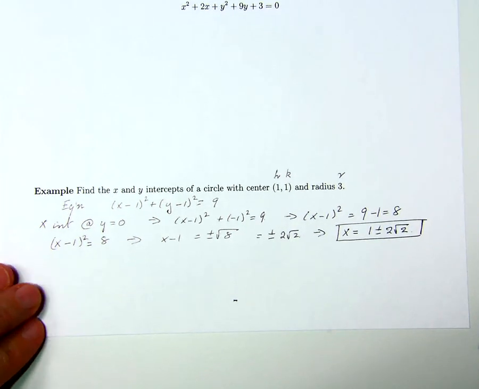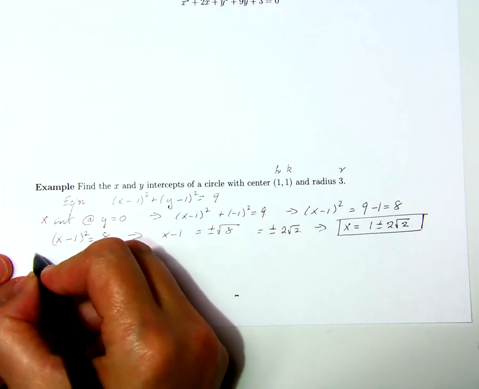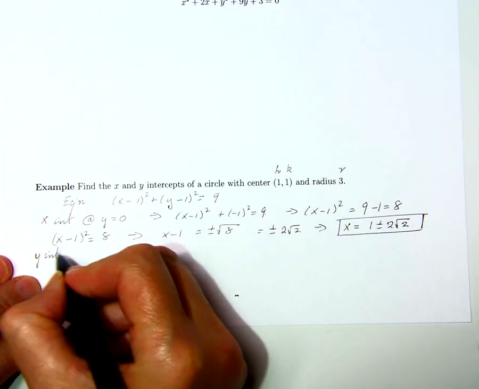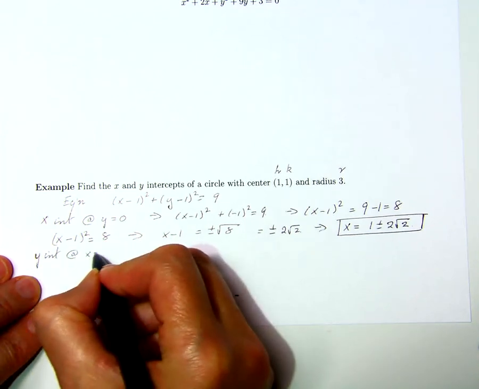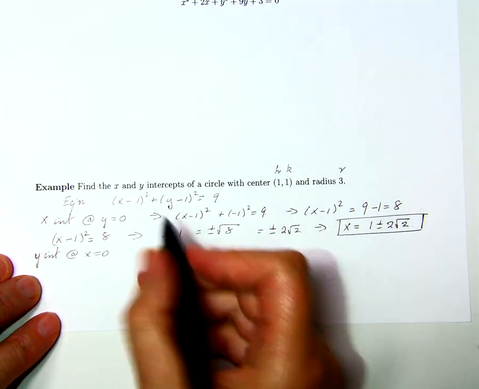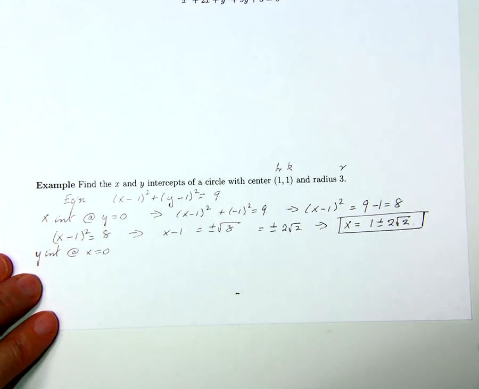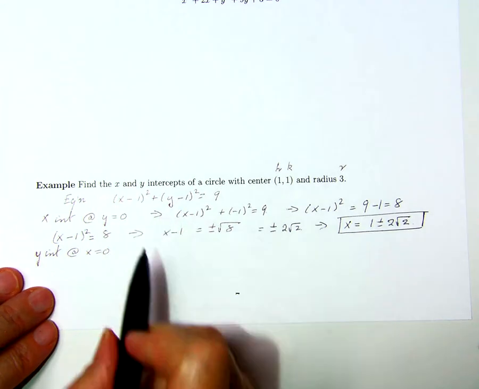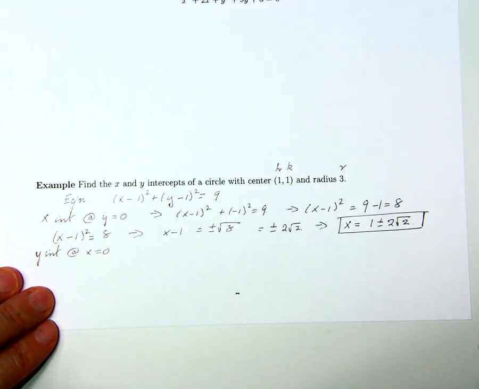And what about the y-intercepts? Well, at the y-intercepts, x is 0. And let me pop that into the equation, but you can probably see that by symmetry here, I should have the same solution.